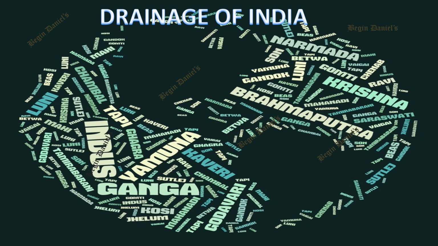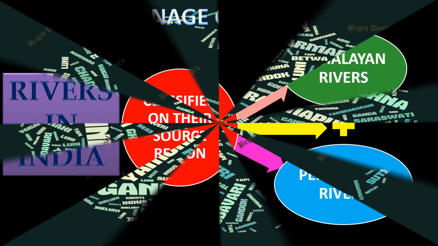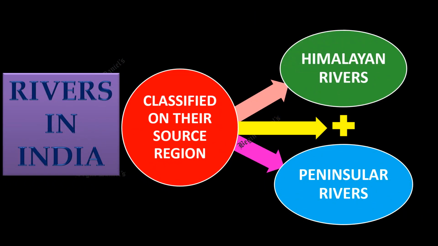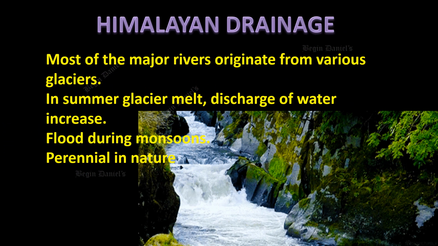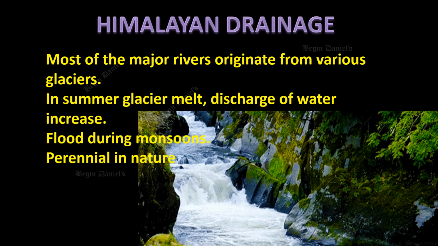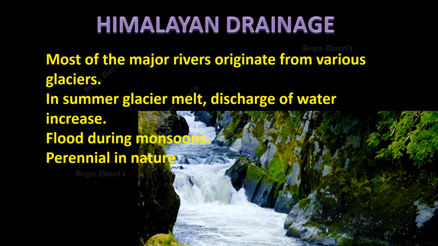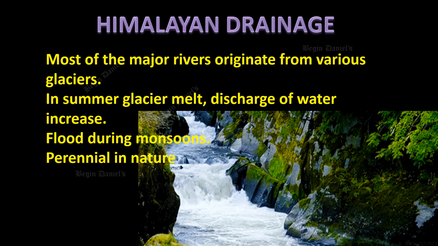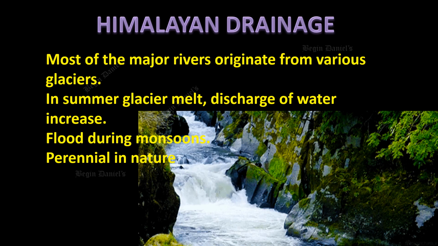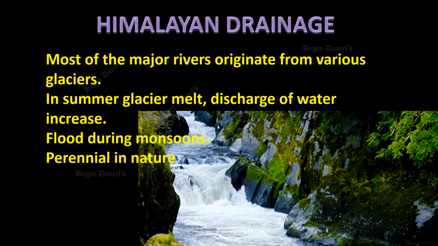Drainage of India. Indian rivers are classified into two based on the source of the region: Himalayan rivers and peninsular rivers. Himalayan drainage. Most of the major rivers originate from various glaciers. In summer, glacier melt, discharge of water increase, flood during monsoons, perennial in nature.